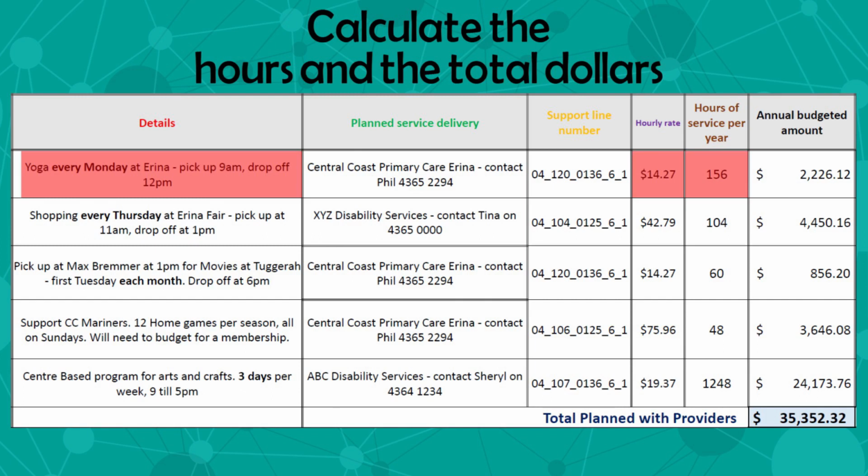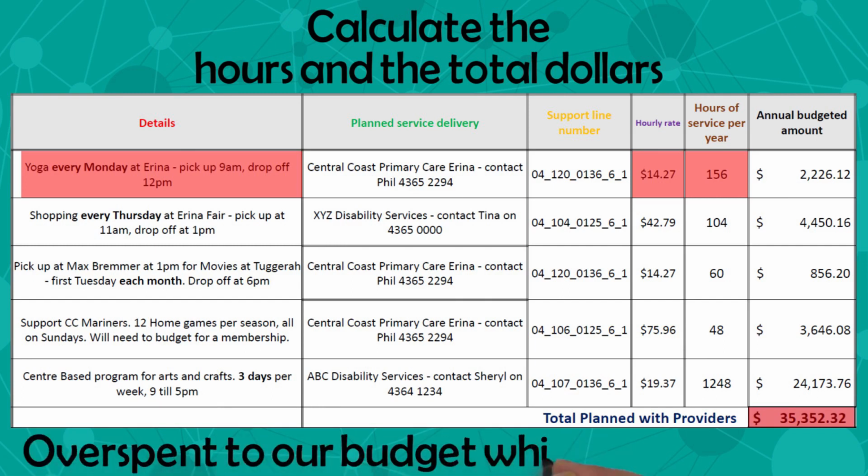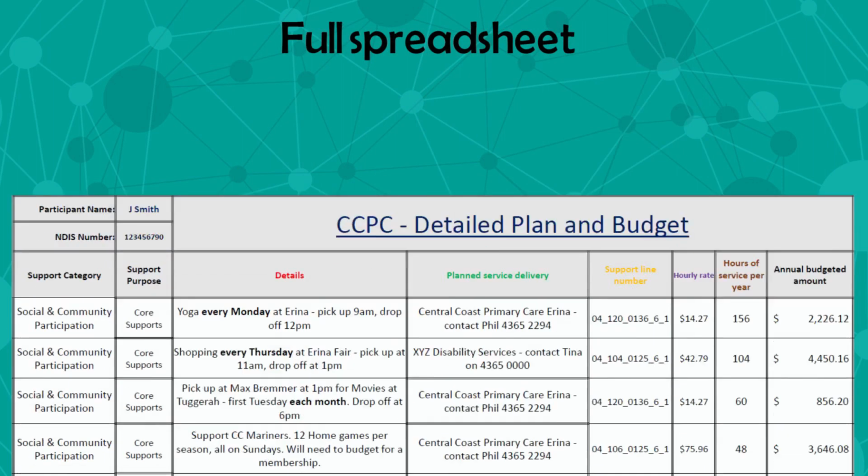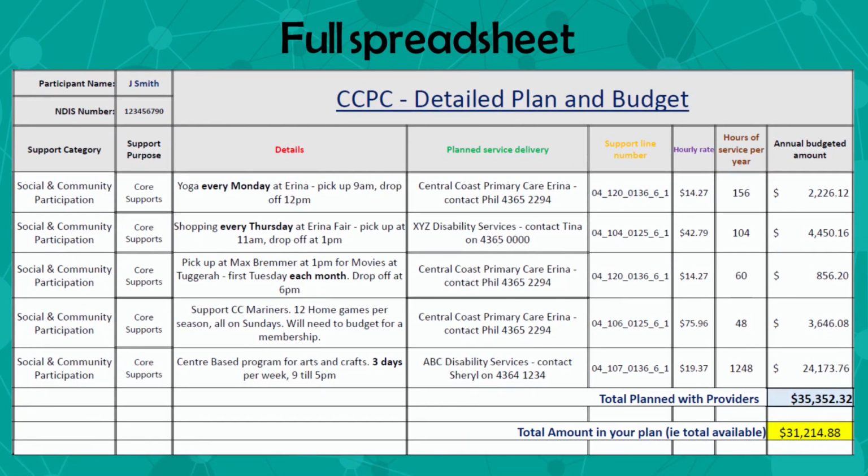Once the spreadsheet totals all activities and hours up, we can actually see where we stand financially. In this case, the total comes to $35,352, so we are overspent to our budget, which is only $31,214. Here is the completed spreadsheet with all the details, but we still need to balance the budget. In other words, we need to save about $4,000 out of the detailed plan as it currently stands.